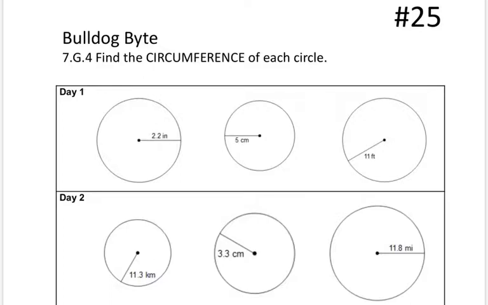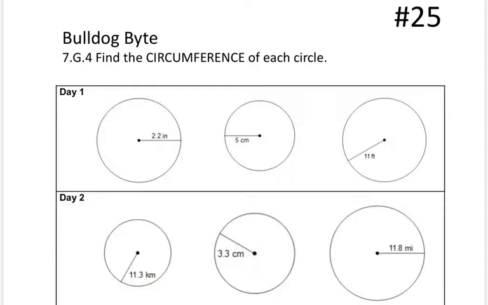Check the Bulldog Bite. I hope you've used the lesson page that I've linked on the portal. I hope you have your calculator and a pencil and paper. Remember, because we're finding circumference, we're looking to see: do we know the radius or do we know the diameter?